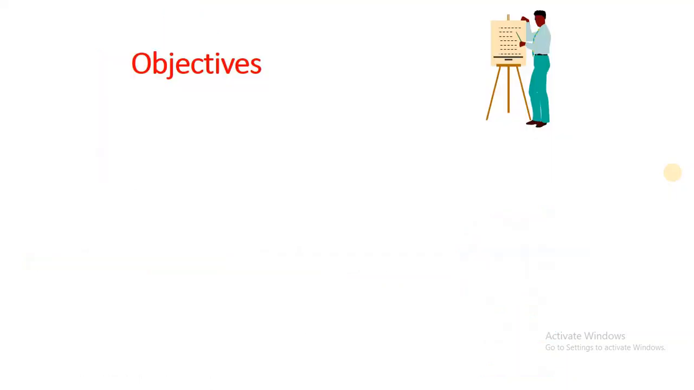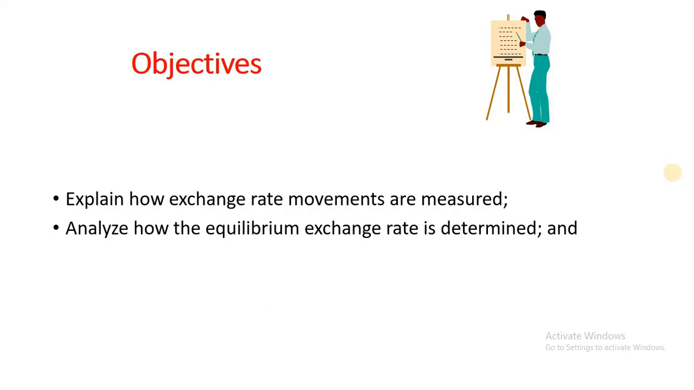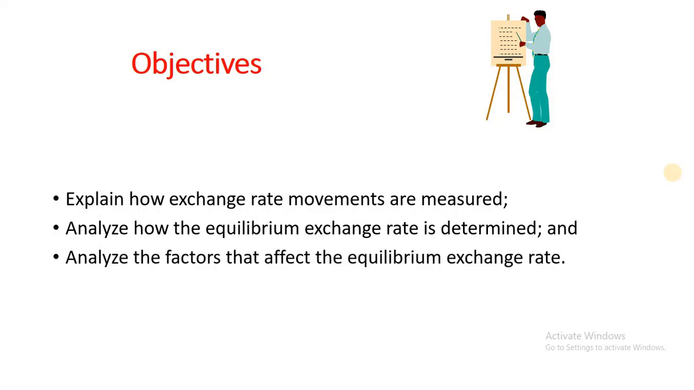Let's look at the objectives of this module. First of all, we'll explain how exchange rate movements are measured. Secondly, we'll analyze how the equilibrium exchange rate is determined. And finally, we'll analyze the factors that affect the equilibrium exchange rate.